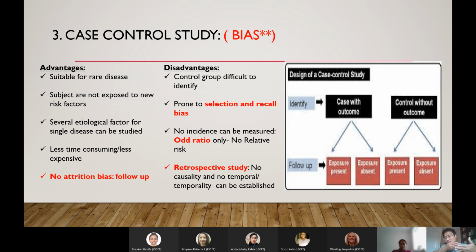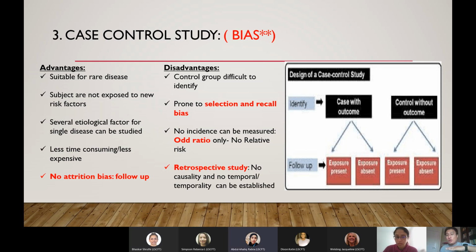Do you think there's a risk of attrition or follow-up bias? Because the outcome has already happened, no. So if they ask which of the 5 studies has less risk of attrition or follow-up bias, with the 5 options: cohort, case control, randomized, systematic review, case series, the answer is case control.